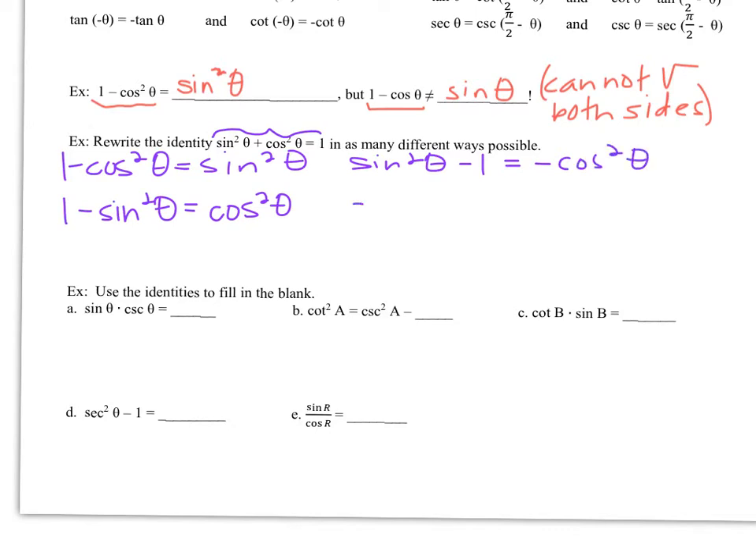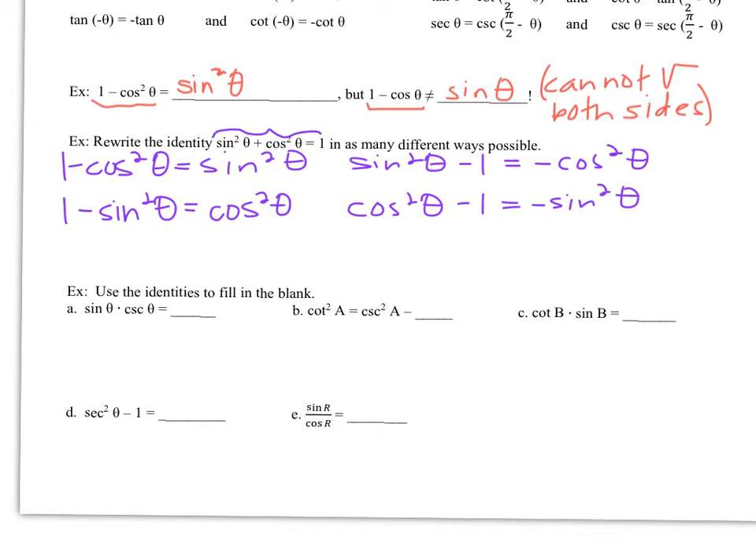We could also do cosine squared theta, and if I move 1 to the left, I'd have to subtract it, which means sine would have to be subtracted to be moved over to the right. Just different ways to interpret that one definition. But there are so many others to work with. Using all the identities and relationships up above, can we simplify or fill in the blank with these expressions down below? So it says use the identities to fill in the blank.